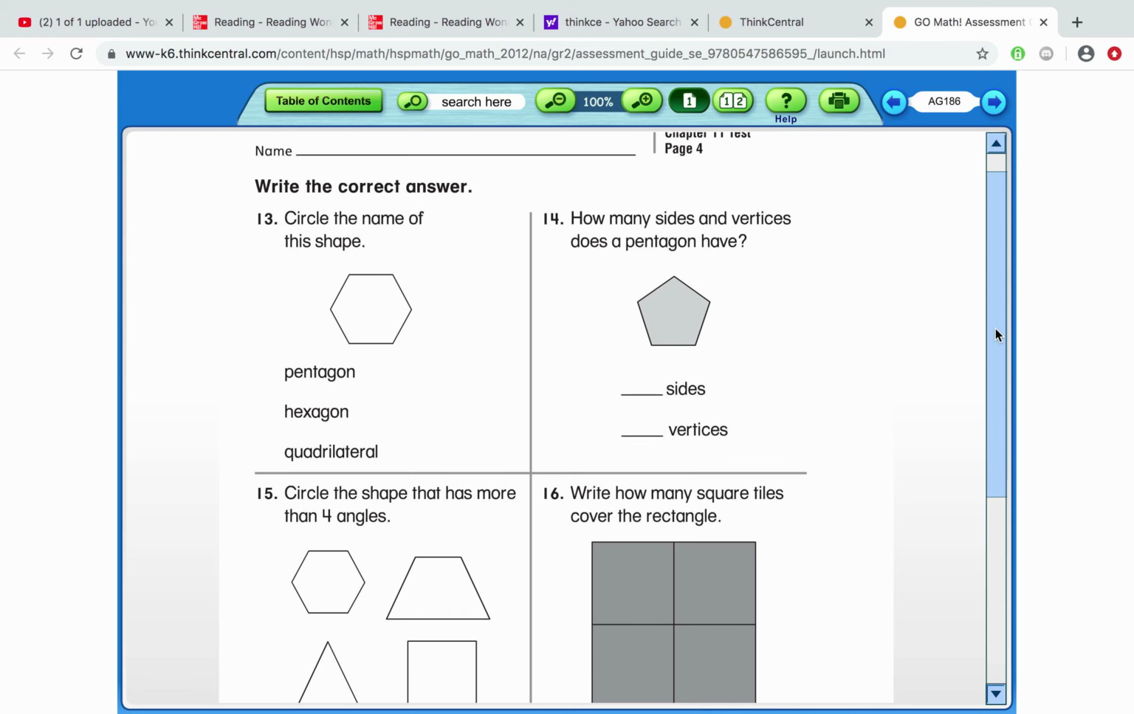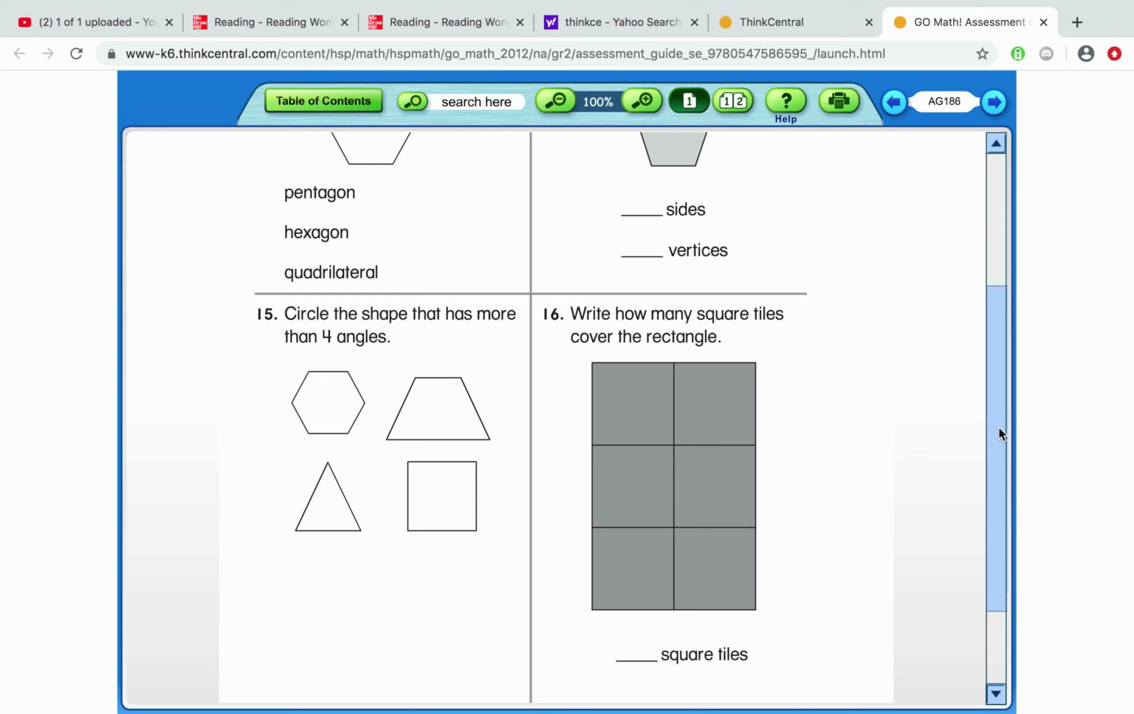Number 15, circle or draw the shape that has more than 4 angles. More than 4 means it's got to have 5, 6, 7, or maybe even 8 angles. The angles are the inside of the vertices.